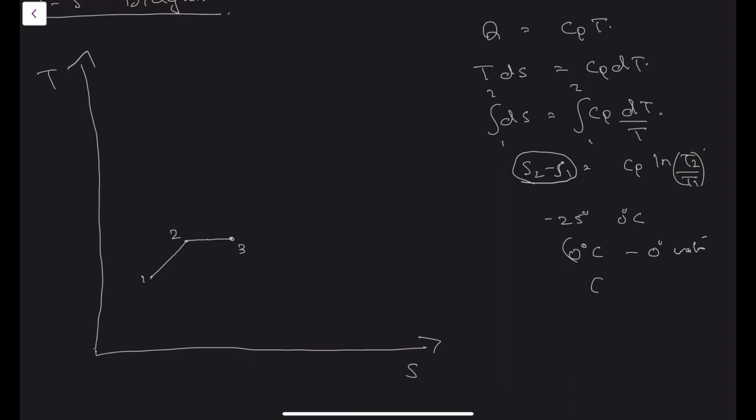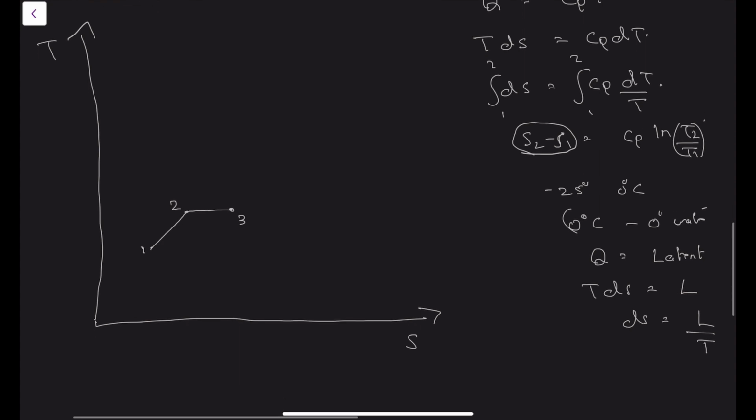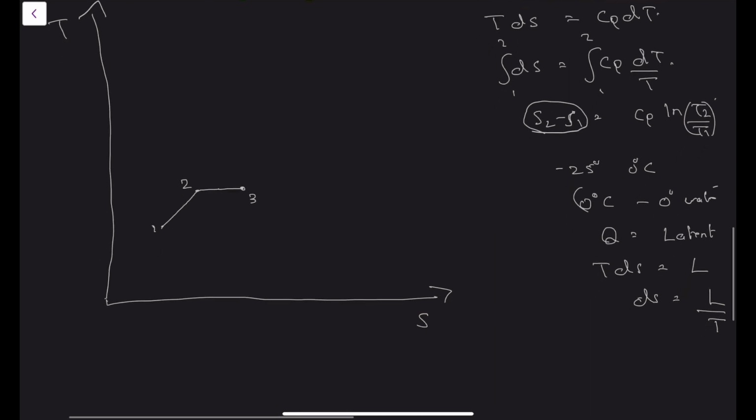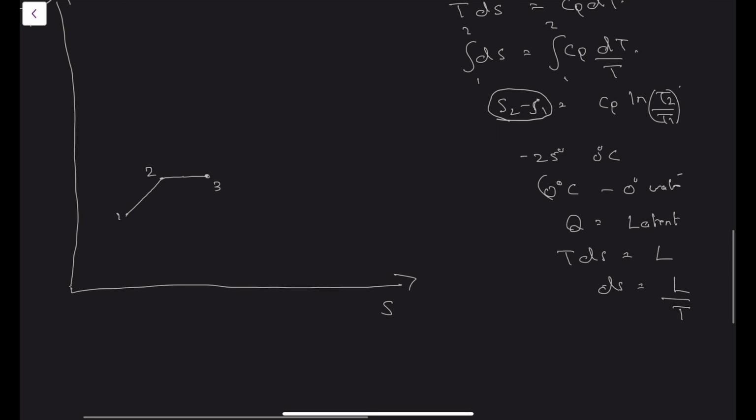Because here Q is the latent heat. During the phase change process, you are supplying the latent heat L. So Q is equal to TdS, that is L. So dS is equal to L by T. So for a constant temperature, entropy increases. That is, S3 minus S2 is equal to L by T. Okay, temperature is constant. So that is why it is shown as 2 to 3.